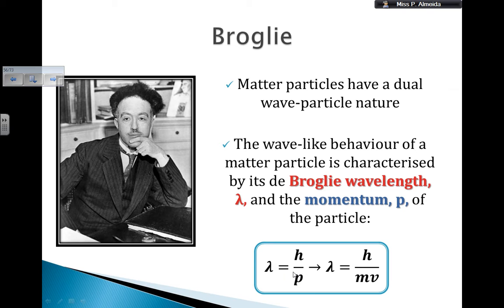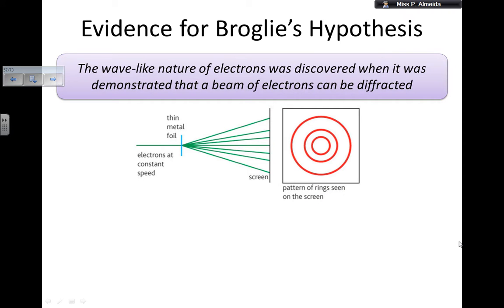So I can expand this part and say momentum is mass times velocity. So my de Broglie wavelength is equal to h, Planck's constant, divided by the mass of my particle times the velocity that the particle is going. So far, so good. So, evidence. So de Broglie said all of this, but he really had to show that, right?